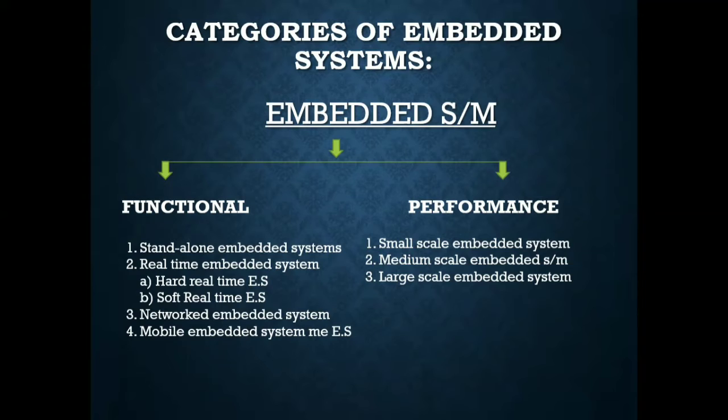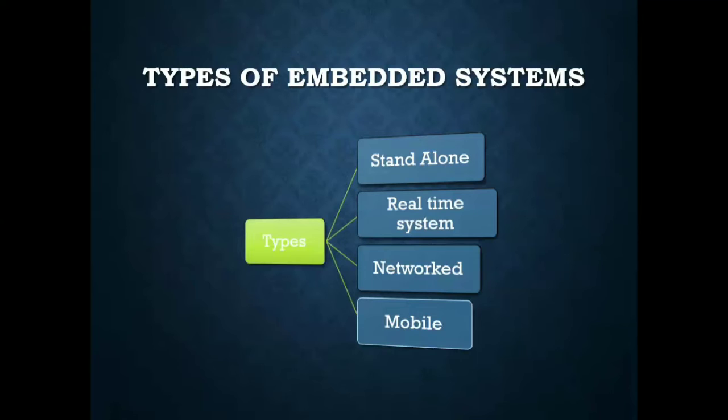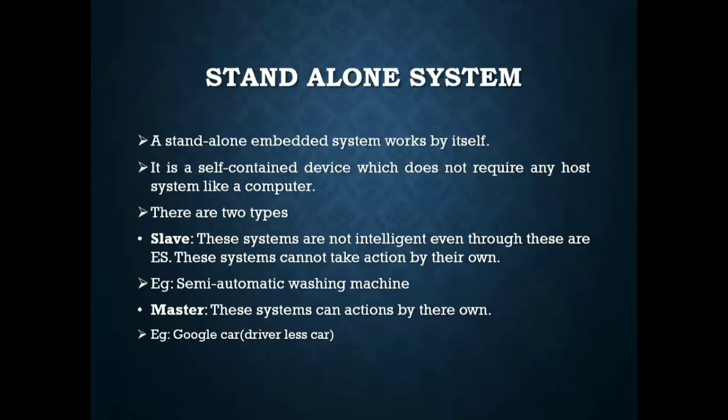Types of embedded system in the functional category are: there are 4 types: standalone embedded system, real-time system, networked embedded system, and mobile system. Standalone system: it either takes a digital or analog signal input from an input port, converts and processes the data, and the resultant output is attached to the output devices. A standalone embedded system works by itself. It is a self-contained device which does not require any host system like a computer.